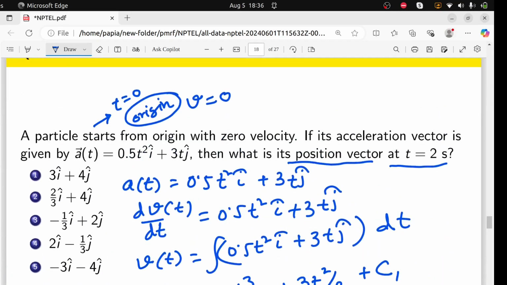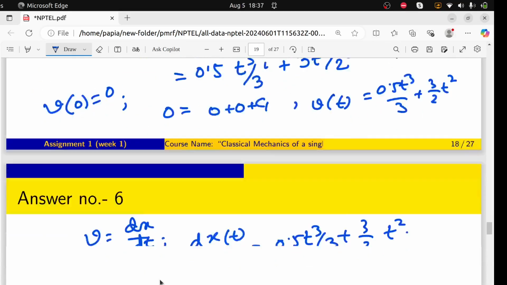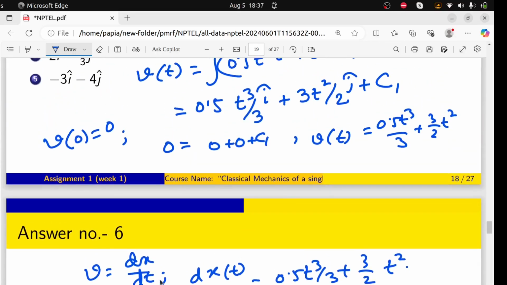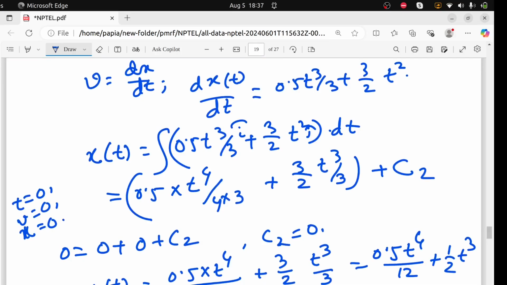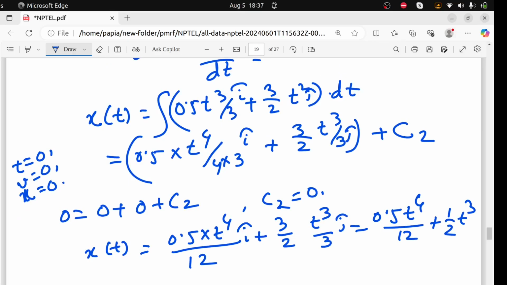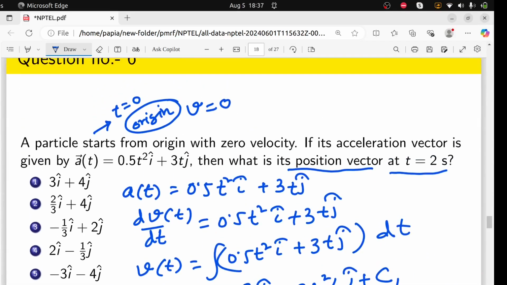Oh, sorry, i cap and j cap were there. I forgot to write the i cap and j cap. This is i cap, this is j cap. So it is i cap, it is j cap, with 0.5 t cube plus 3 by 2 t square. Now they are asking for the position vector at t equals 2.